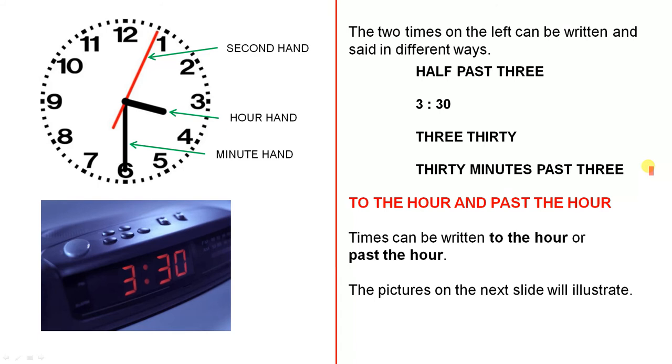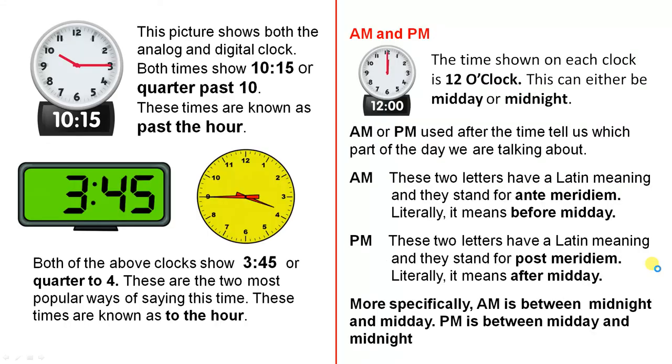To the hour and past the hour. Times can be written to the hour or past the hour. The pictures on the next slide will illustrate. This picture shows both the analog and digital clock. Both times show 10:15. These times are known as past the hour. So that time there and this time here are the same. Analog clock, digital clock, past the hour.